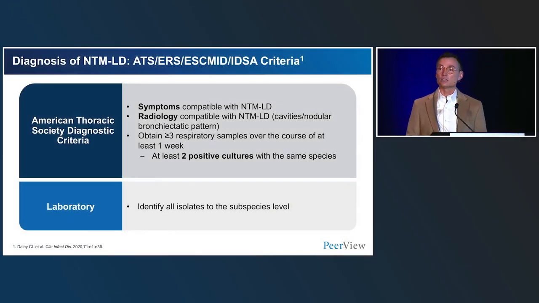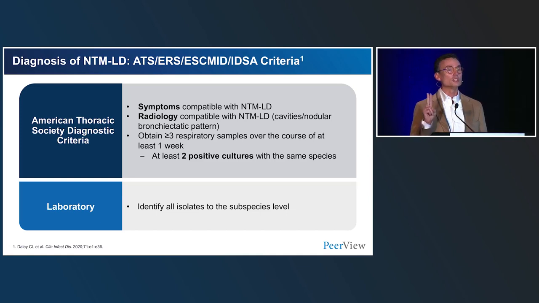So what about the diagnostic criteria for NTM lung disease? So the 2020 ATS-IDSA guidelines laid out sort of three broad categories for diagnosing this infection. So one of them is symptoms compatible with NTM lung disease. The second broad category is radiographic or imaging presentation that is characteristic of the disease as well. So cavities, hopefully not cavities, but nodular bronchiectatic pattern, consolidation, and so forth. And then the third category is 3 respiratory cultures over the course of at least 1 week, the microbiologic category.